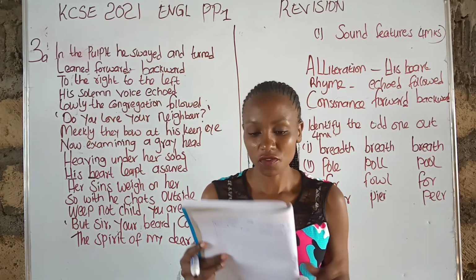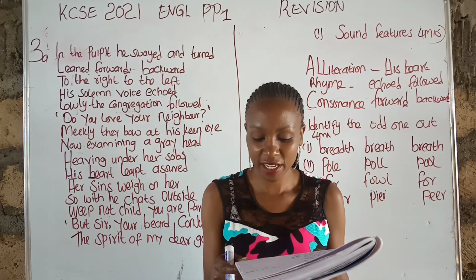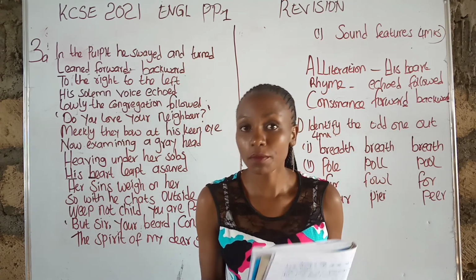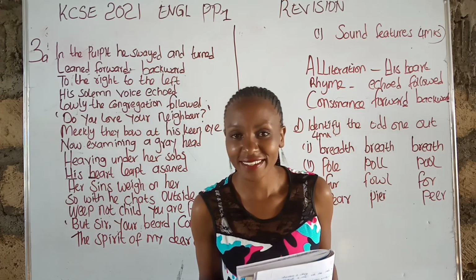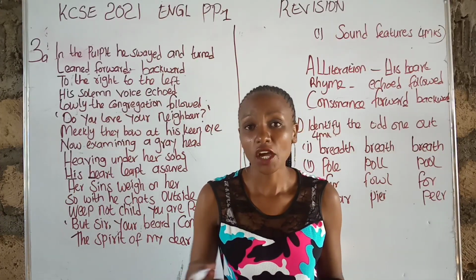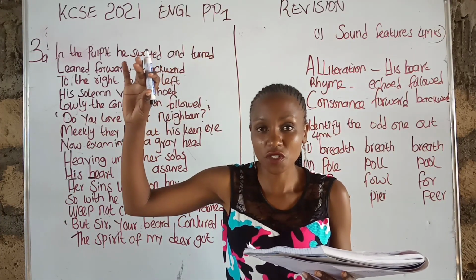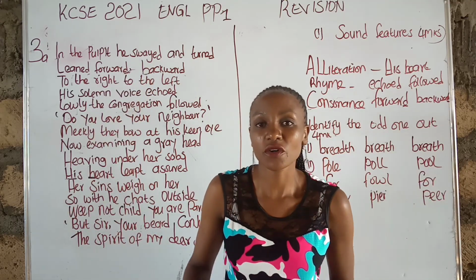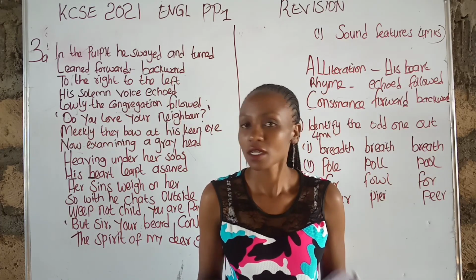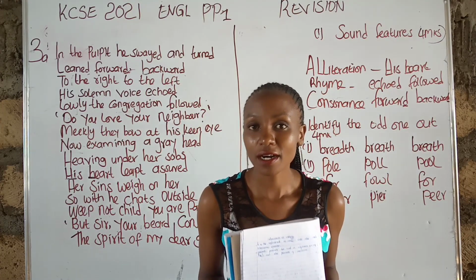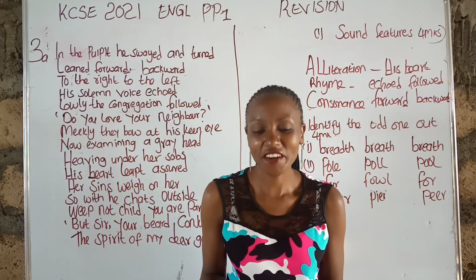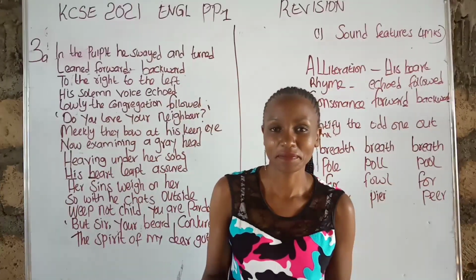From 1 2 of the same, describe how you will say the following lines in the poem. Do you love your neighbor? Do you, by the way? So how are you going to say that line? We can use the rising intonation because it is a yes/no question. Yes/no questions have the rising intonation. Do you love your neighbor?